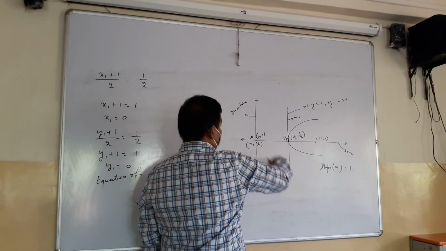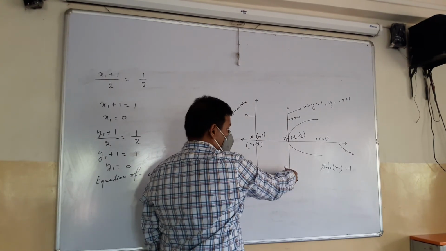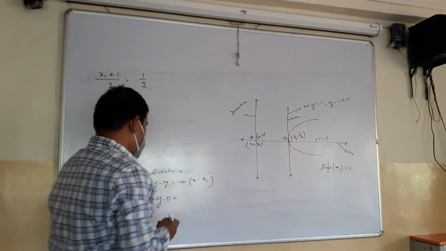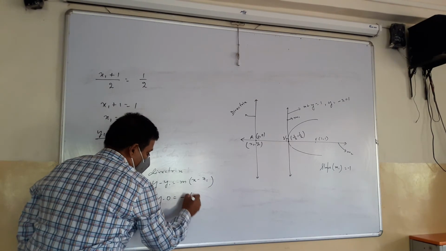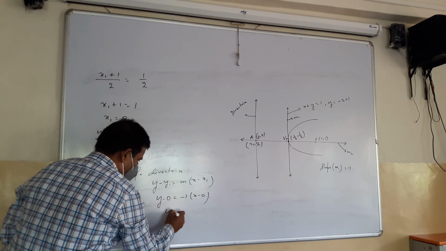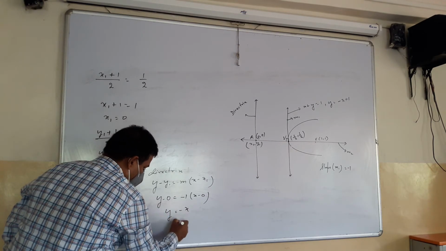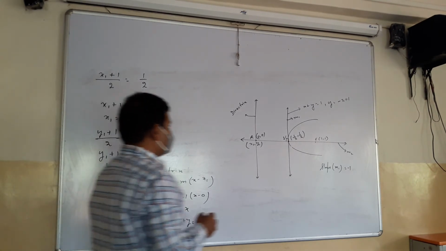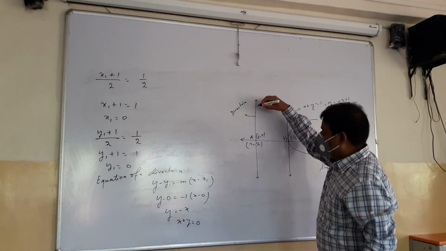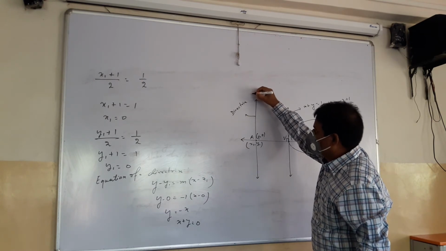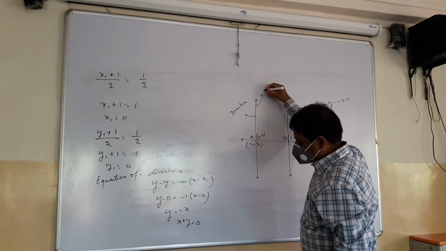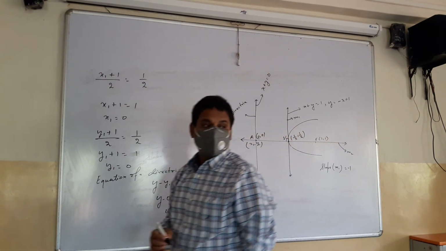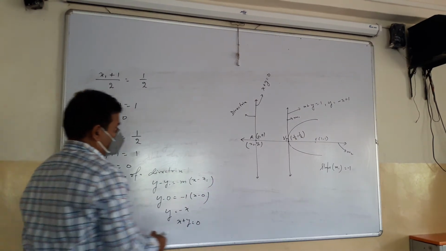The slope m will be the same as the slope of the line parallel to the tangent line. So what is the slope? Minus 1 into x minus 0. So y is equal to minus x, it means x plus y equal to 0. Now you got the directrix. What is the equation of the directrix? x plus y is equal to 0. Clear?